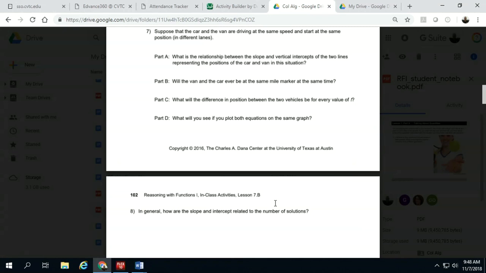No, we just did that for no solution. That was the same slope, different intercepts. For one solution, does it matter what the intercept is? No, that's why I said the key is different slopes. Intercept does not matter.